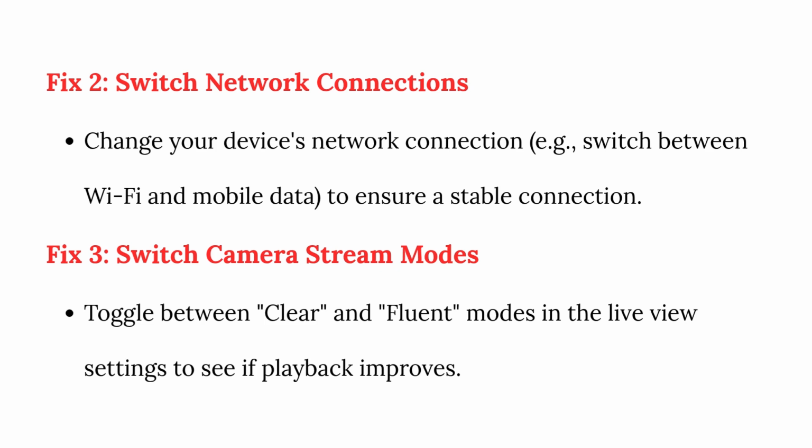Fix 2. Switch network connections. Change your device's network connection, e.g., switch between Wi-Fi and mobile data to ensure a stable connection. Fix 3. Switch camera stream modes. Toggle between clear and fluent modes in the live view settings to see if playback improves.